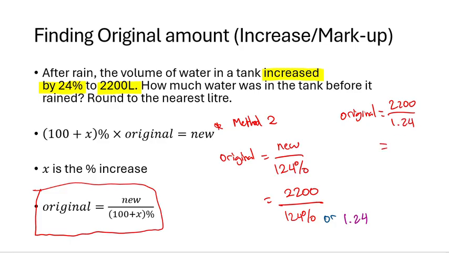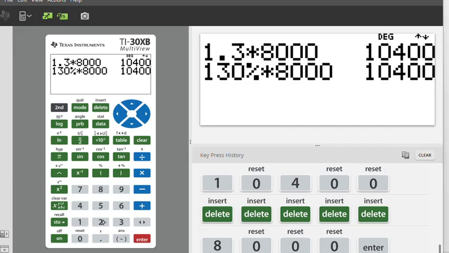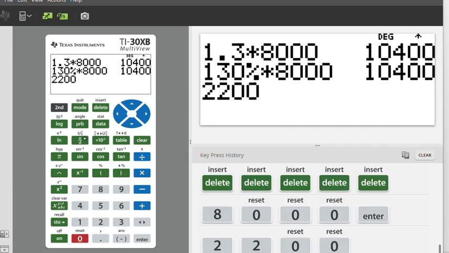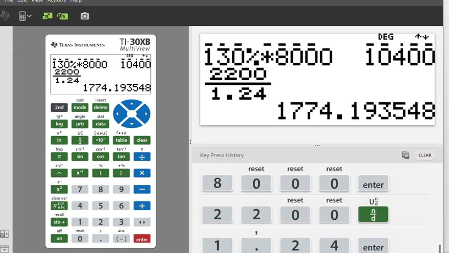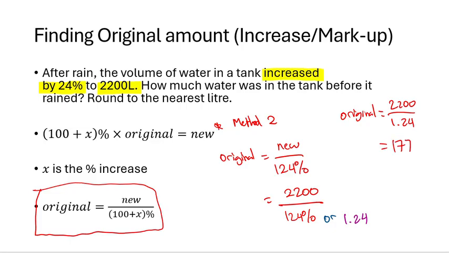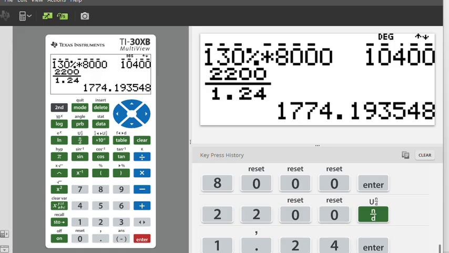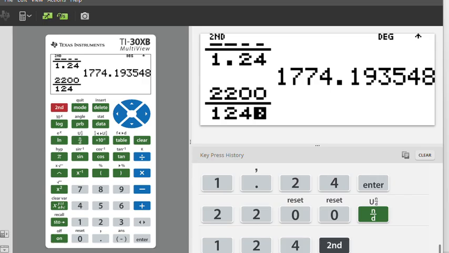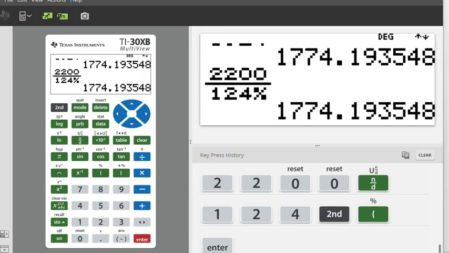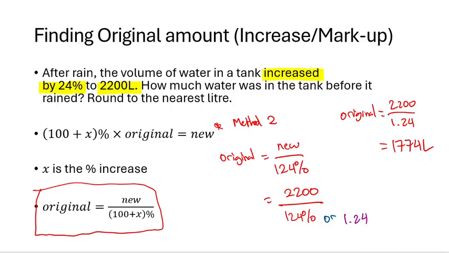So if you type this in exactly into your calculator, 2200 divided by 1.24, you'll get 1774 liters. If I typed it the other way, 2200 divided by 124%, I should still get the same exact answer. So just like that. That's how much water was in the tank before it rained.